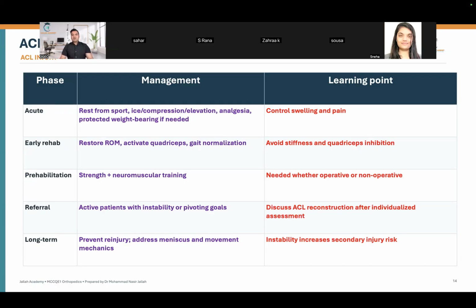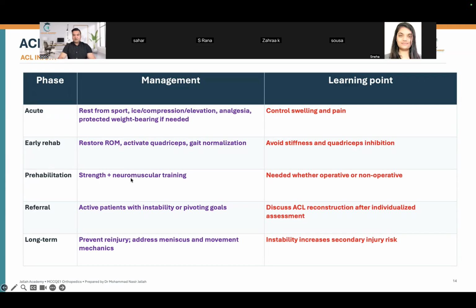Learning point: control swelling and pain. So I do this to control the pain and swelling. If you're presenting this to an examiner, then you have to mention why you're doing this. You have to justify it. And what's your justification for that? All these treatments are to control the swelling and the pain. Early rehab: restore range of motion, activate the quadriceps, gait normalization, avoid stiffness and quadriceps inhibition.